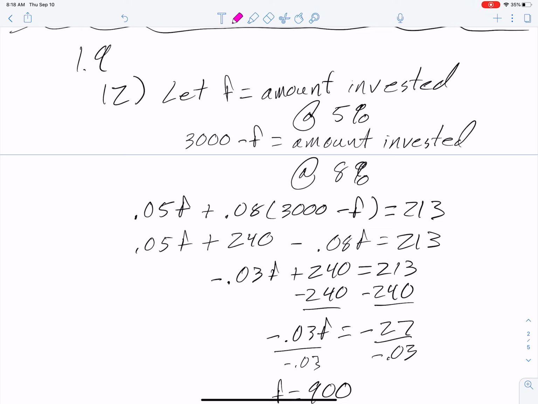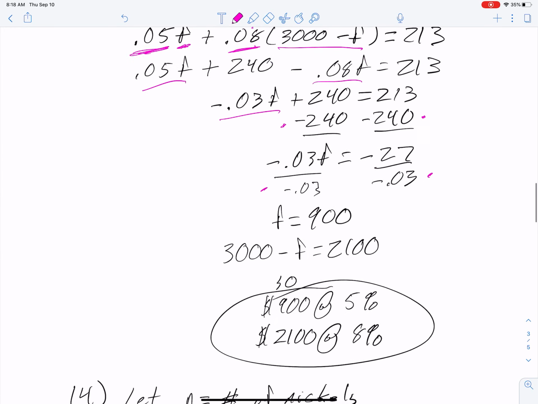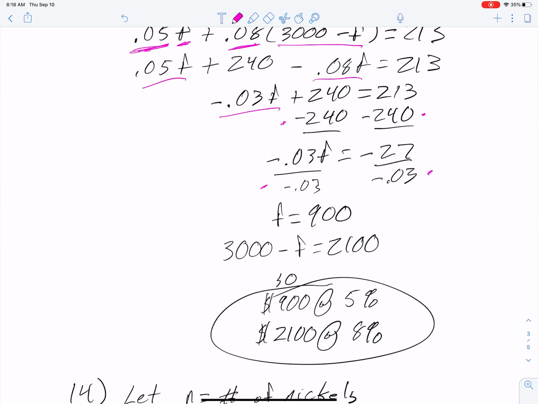So I set up my equation, multiplying the percent, 0.05, times the amount invested, 0.08 times the amount invested, and I know that that has a return of $213. I distribute my 0.08. I'm able to combine my two like terms to get me negative 0.03f. I subtract 240 and finish by dividing by negative 0.03. So that tells me that f equals 900. 3,000 minus 900 is 2,100.